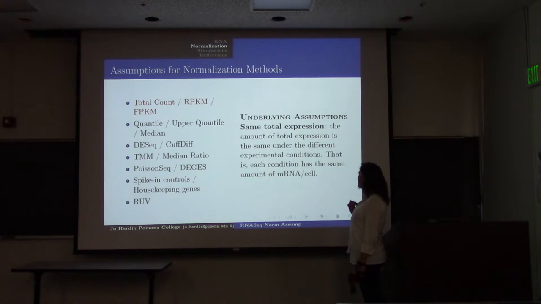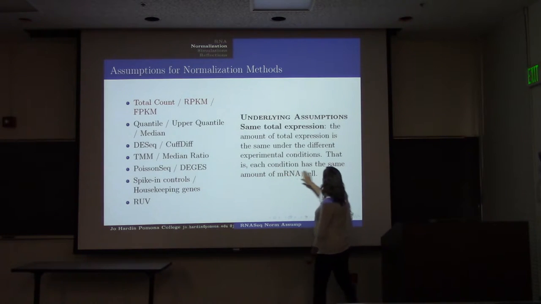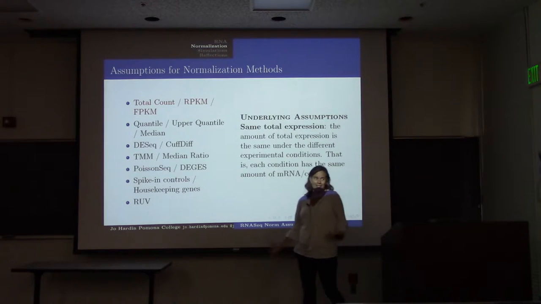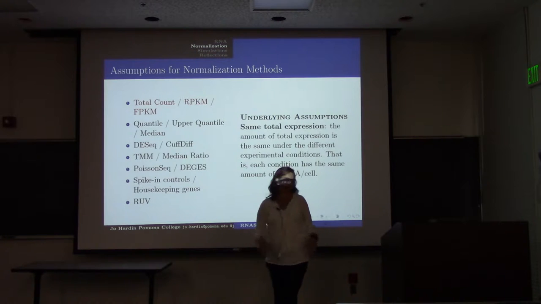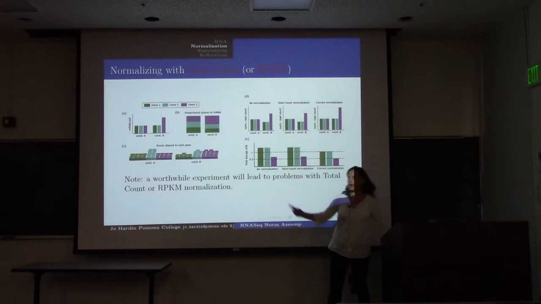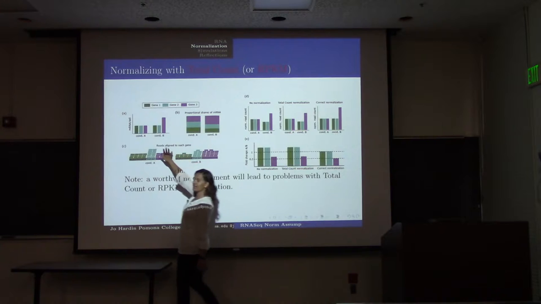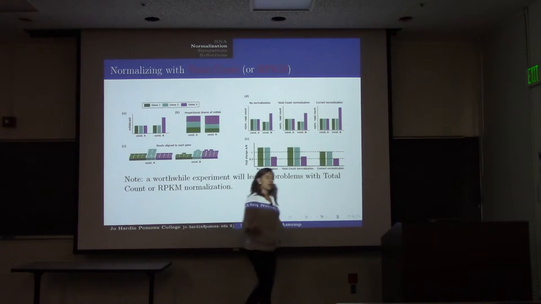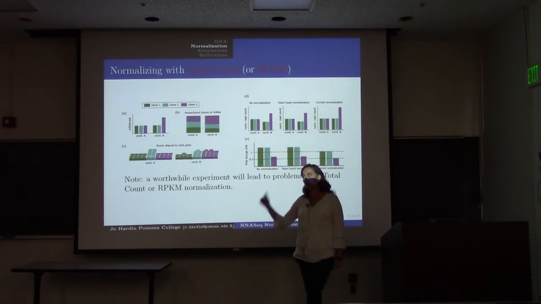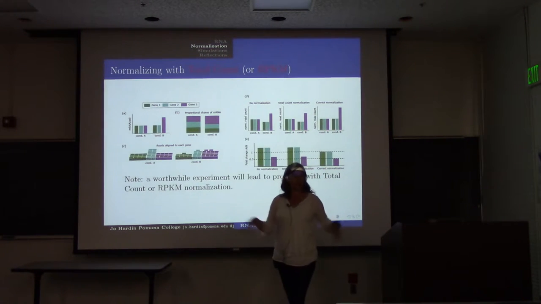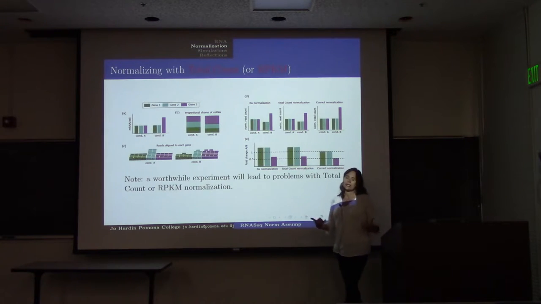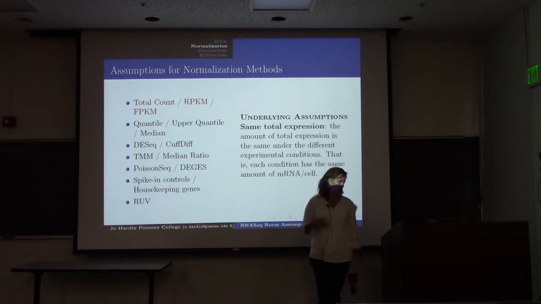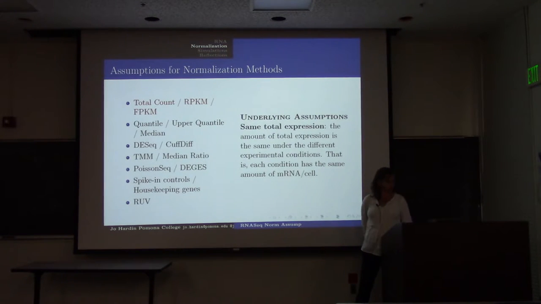All right, so here's the assumption, this last sentence. Each condition has to have the same amount of mRNA per cell. That's what has to be going on in the experiment, and that's not going on in this experiment, because in condition B, there's just more mRNA in each cell. So in order to get the correct normalization using total count, if we're going to divide by total library size, then we need to have the same mRNA per cell in our experiments.